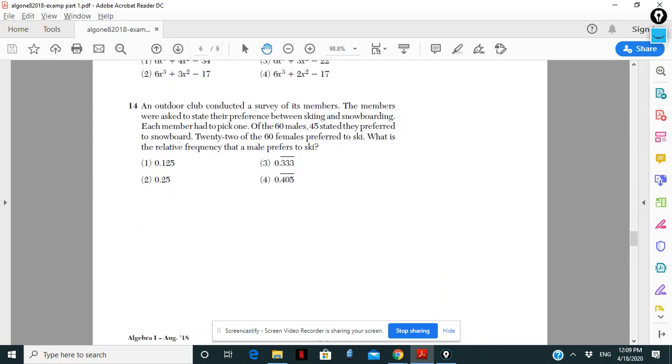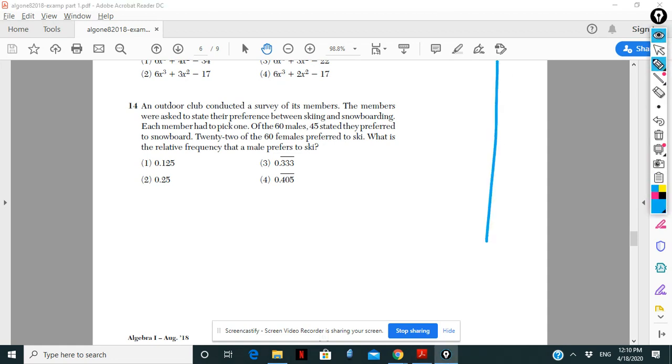Question number 14. An outdoor club conducted a survey for its members. The members were asked to state their preference between skiing and snowboarding. Each member had to pick one. Of 60 males, 45 stated that they preferred snowboarding.